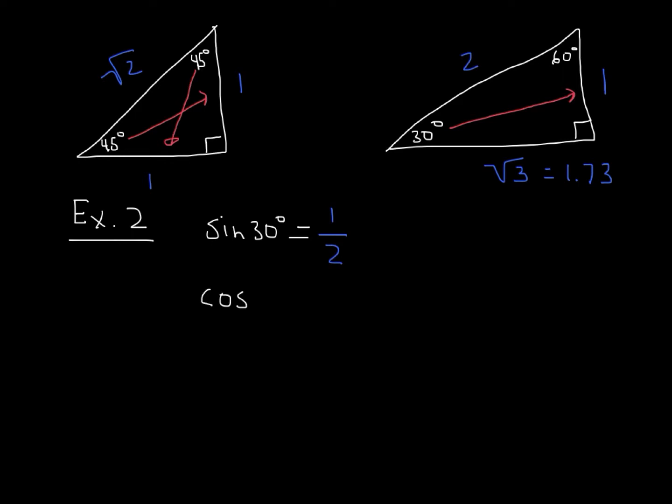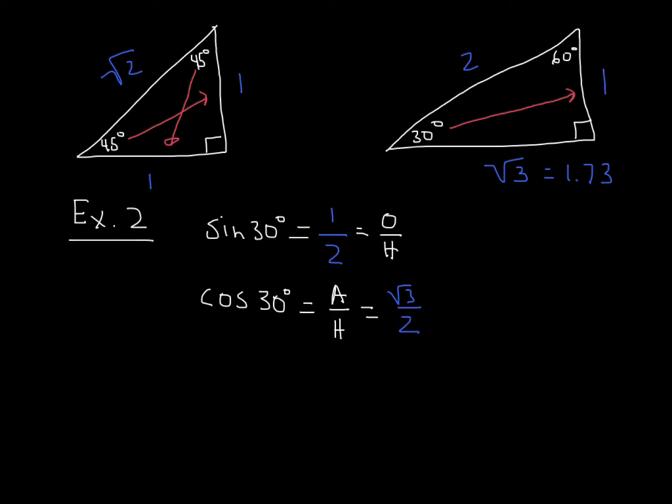Cosine. And I would encourage you right now to stop the video and see if you can do all 6 of these and check your work. All right, cosine of 30. So cosine is going to be adjacent over hypotenuse. Okay, by the way, this one is opposite, and then this is adjacent. So adjacent over hypotenuse is going to end up being root 3 over 2.